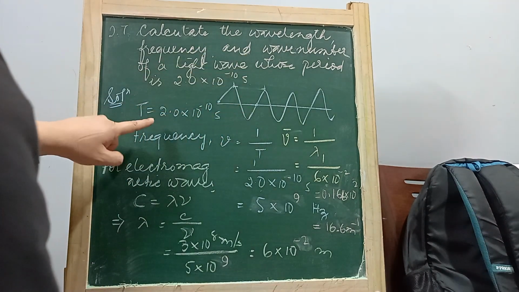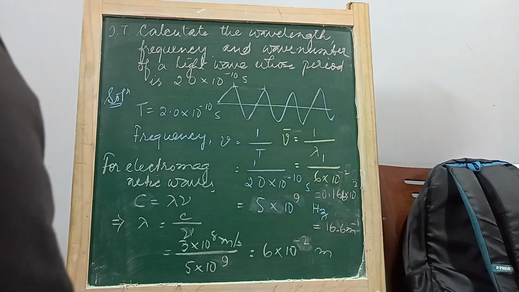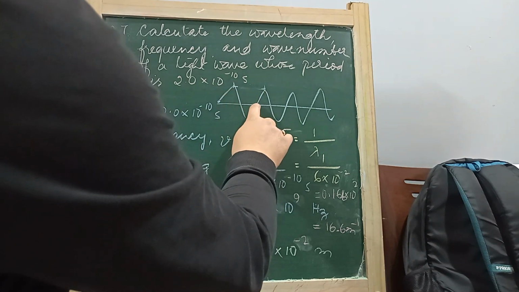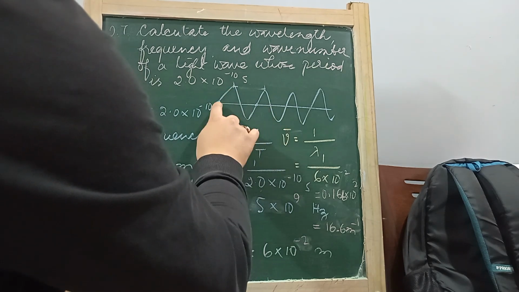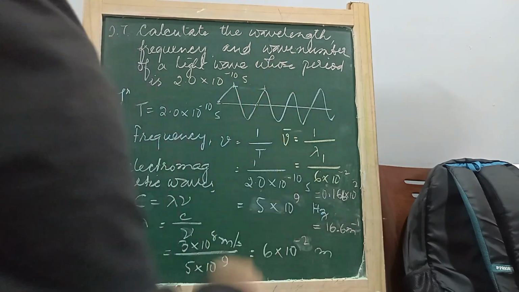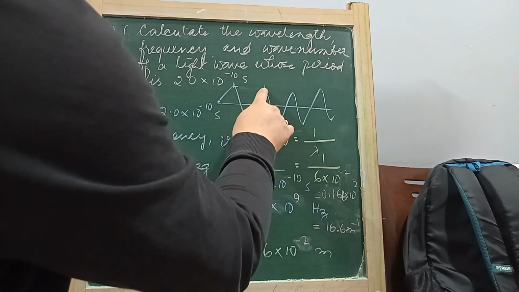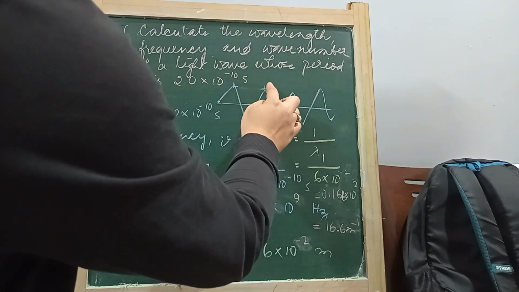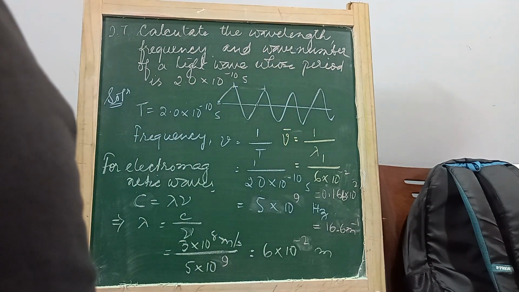What the question has given you is the time period. So what is the time period? I'm representing the time period by T. It means the time taken for one complete wave to pass a point. Suppose this is one complete wave. The time taken by this wave to pass this point completely is called the time period. Or from trough to trough, or from crest to crest, the time taken to pass through a point is also known as the time period.